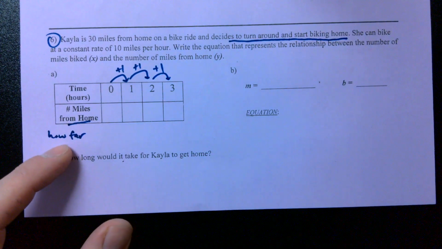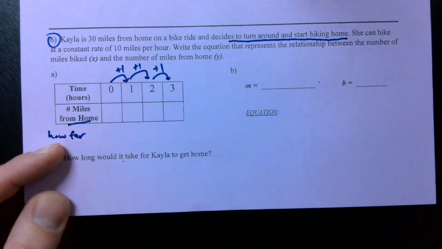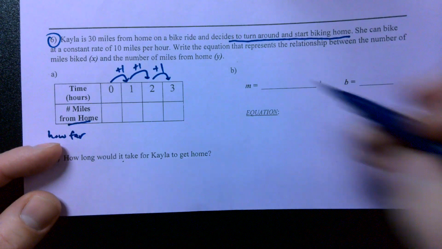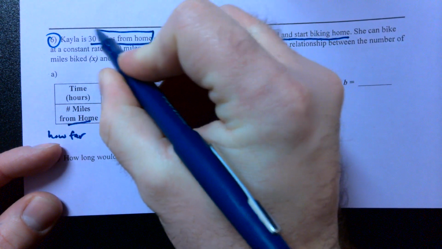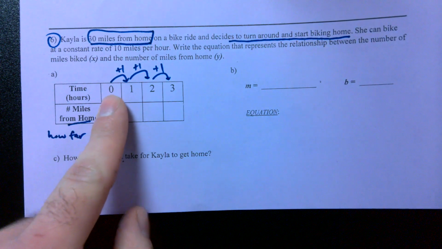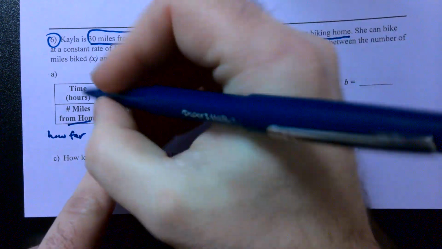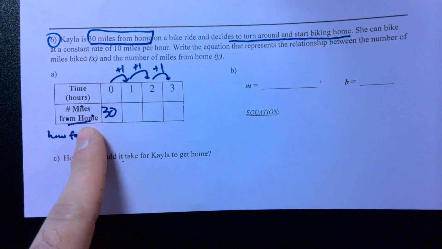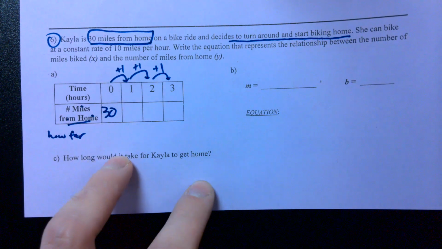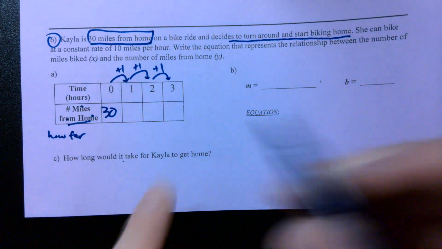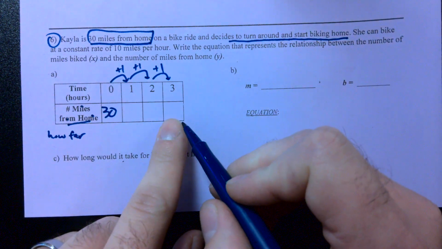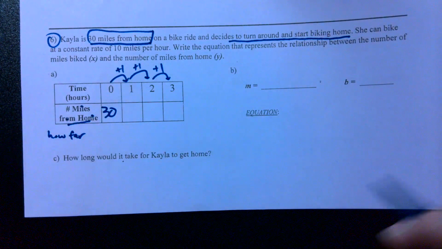We'll read the first couple words in my problem. How far does Kayla start away from home? She's 30 miles from home. So after 0 hours of biking home, she is 30 miles from home. Okay? The biggest problem I saw with this yesterday was people having it flip-flop, having my 30 all the way over here. But it's miles from home.